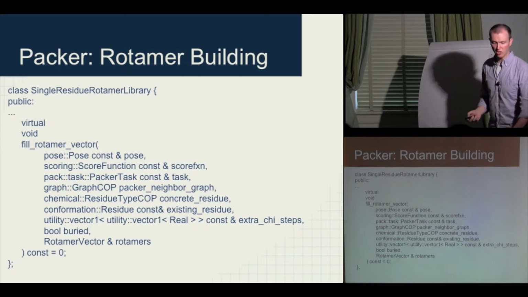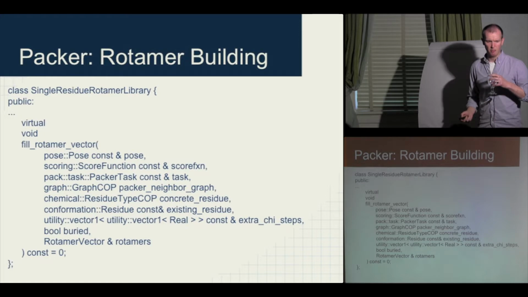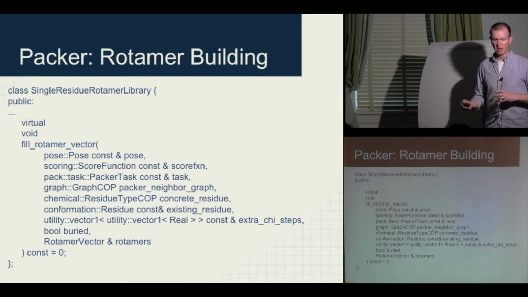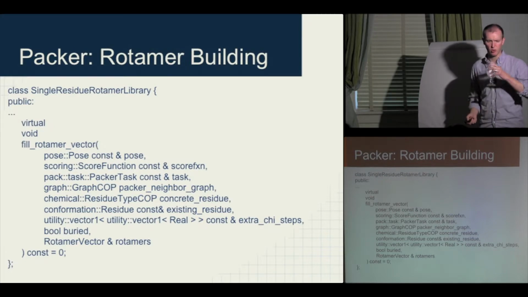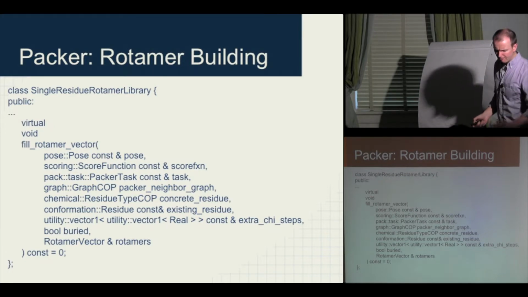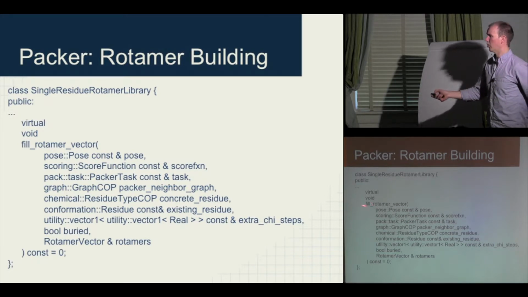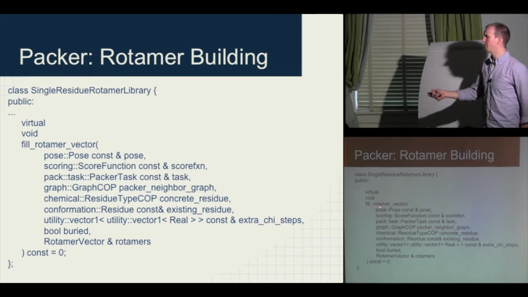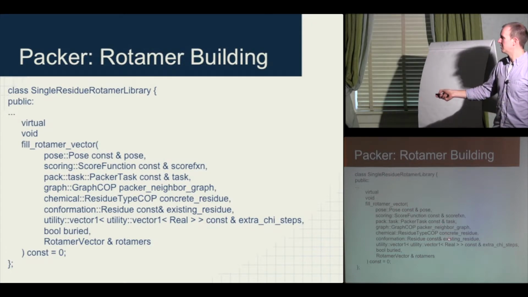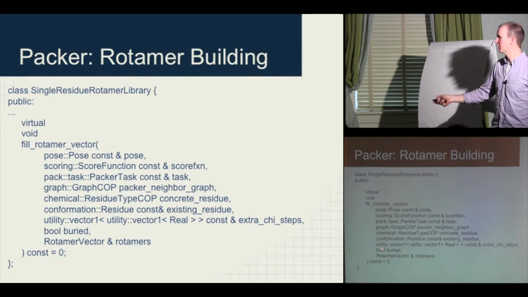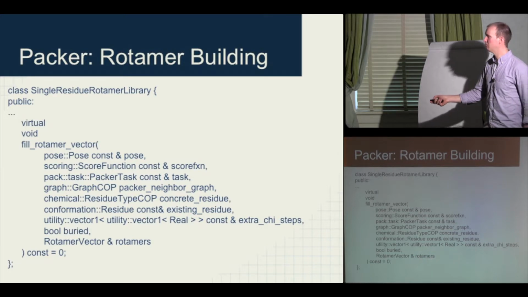So okay, then the question is, how do you actually build your rotamers? The base class that's responsible for this is the single residue rotamer library. It requires that derived classes implement this function, fill rotamer vector. And you see that it takes a whole bunch of const data. So that's just information about how it's going to build its rotamers. And then it takes a non-const reference to a rotamer vector. And so you can see from the interface that what it's going to do is modify this rotamer vector. In fact, that's what it does.